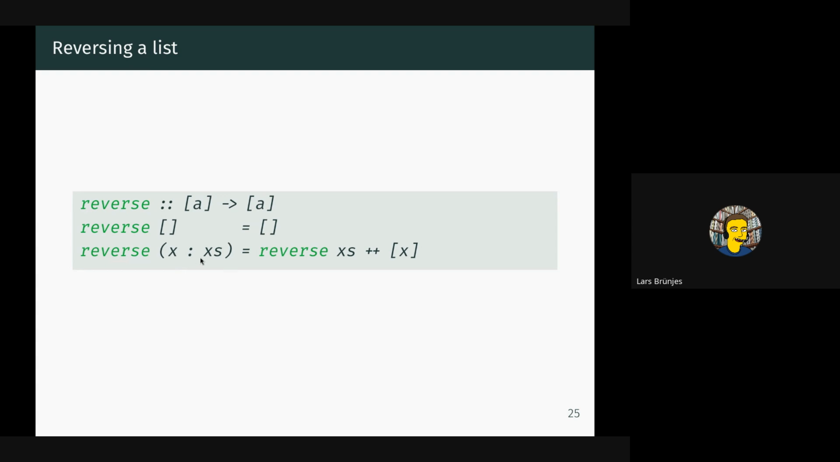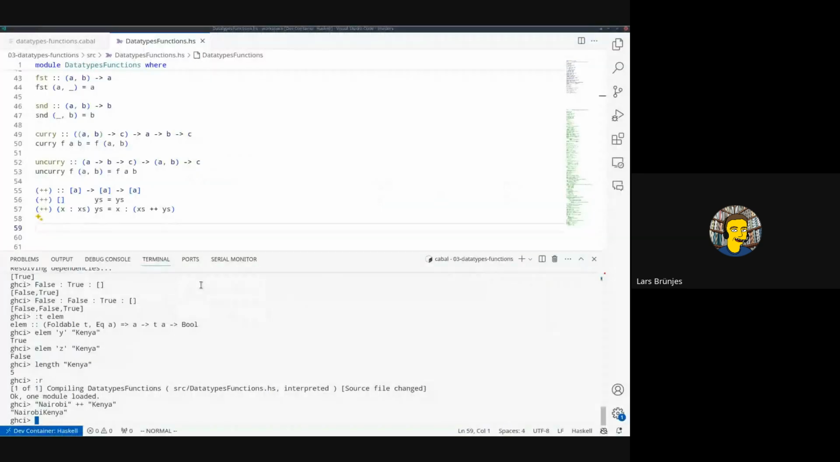How do I reverse something like this? Well, one way to do it is to recursively call the function we're just defining, reverse, on the tail. So how does reverse XS help me? If I reverse the tail, how can I get the reversal of the whole list? If you think about it, you have the list Kenya, and you want to reverse it.